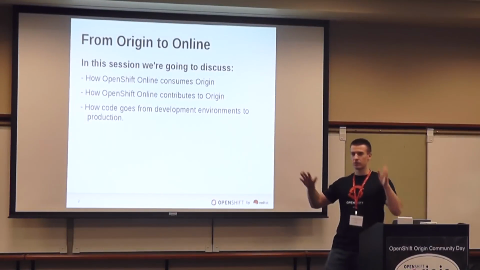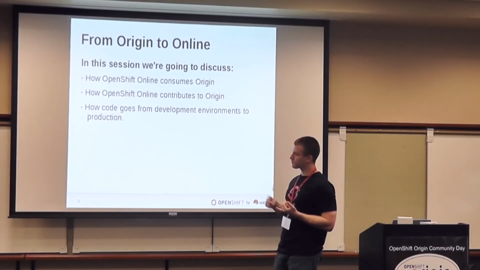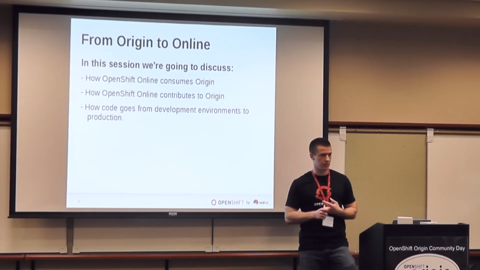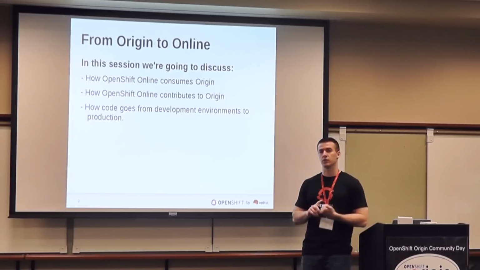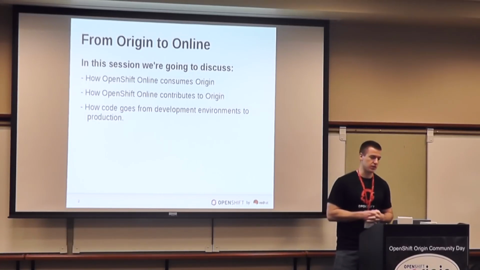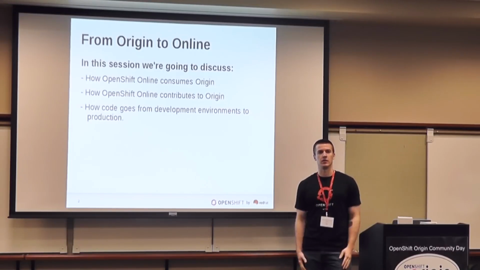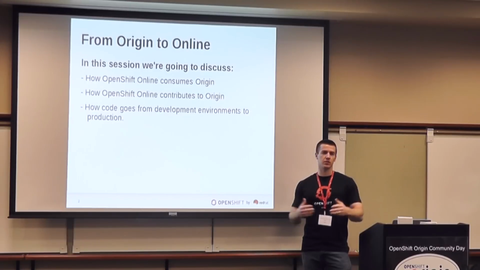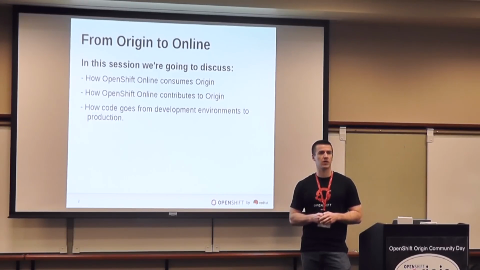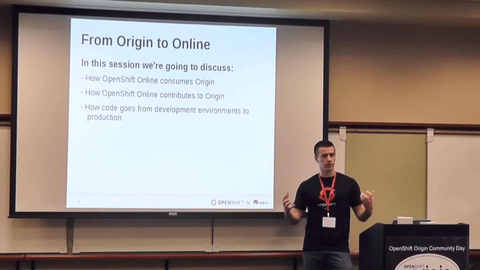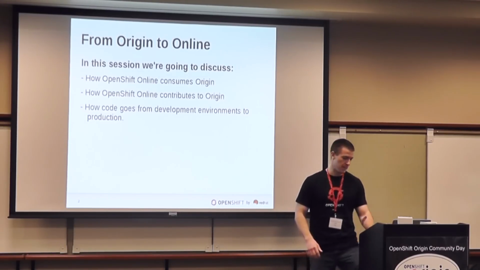Real quick, I want to do a little overview of what we're going to talk about. I'm going to talk about how code goes from Origin to online, how the deployment happens, how code goes from online to Origin, how that relationship is, and how the contributions flow in the process. Origin is a community upstream, and we recognize that, and that's something we want to foster and continue to grow. But we are also a consumer of that code, so we pull from it and get back to it, etc.